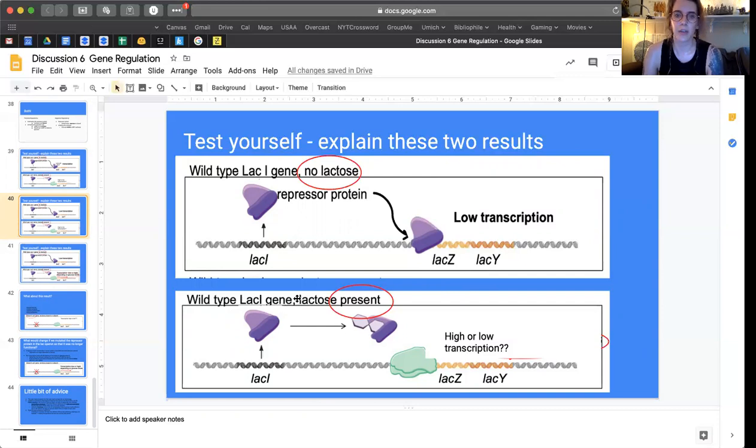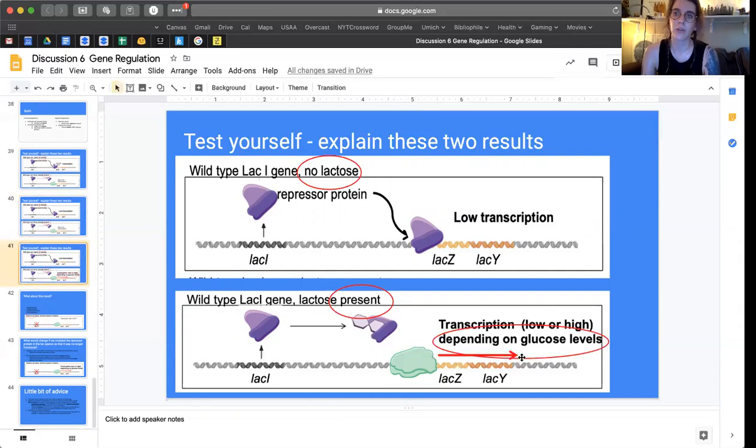Okay, now we can look at this next one, where we have the wild type repressor sequence again. So again, it's just functioning normally. But now we have the presence of lactose. Here, you might be tempted to say, oh, it must be high because now we're able to get that repressor protein off. That's tempting to say, but you have to remember that this operon is dually regulated. Technically transcription could occur if it was only regulated by lactose, but we have to also take into account glucose.